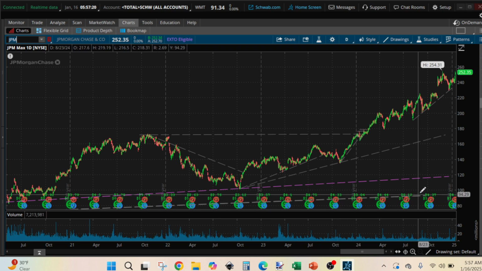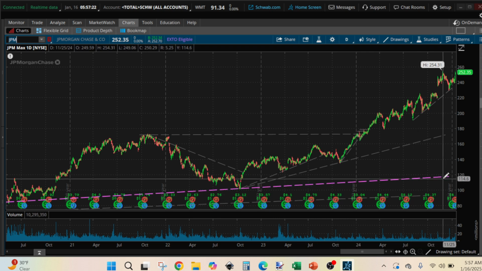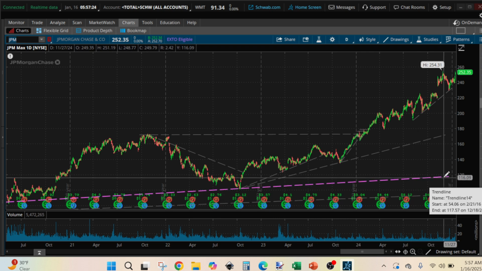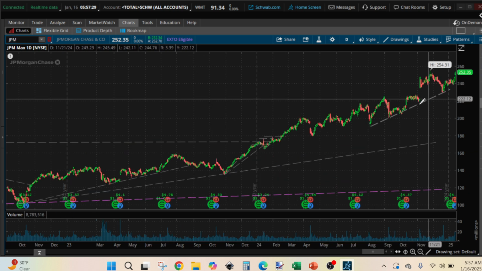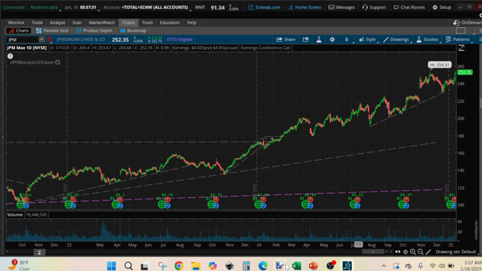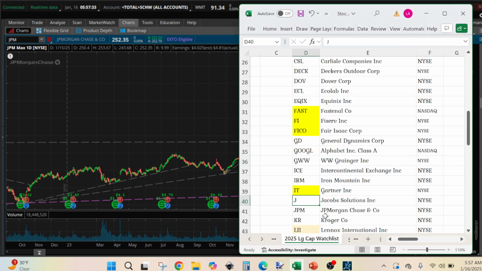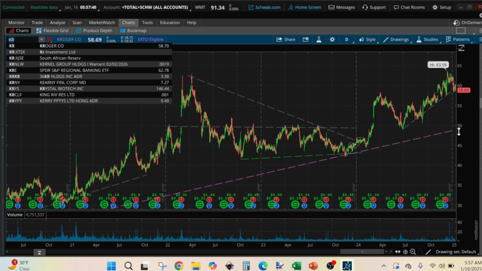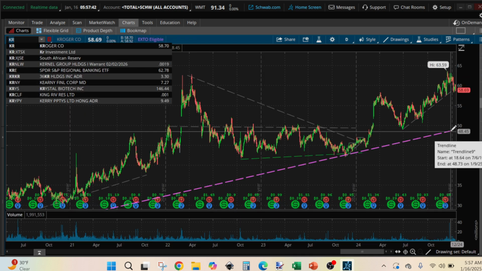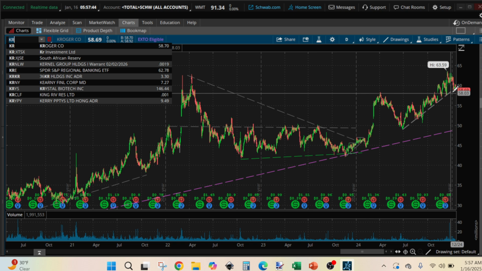JPM, we like to buy. The other one was J, this one is JPM. We like to buy at this trend line, but right now it's going up following this trend line. The next one is KR. KR, we like to buy at this trend line, but right now it seems to be following this trend line.